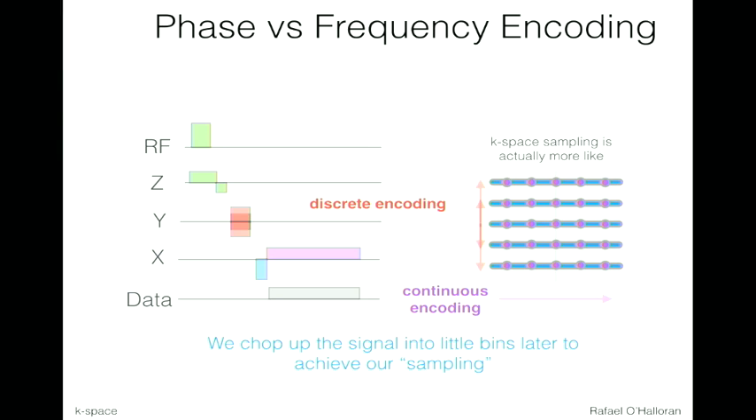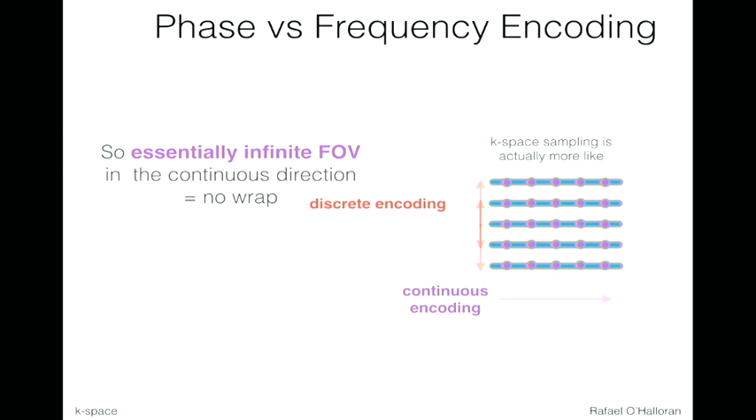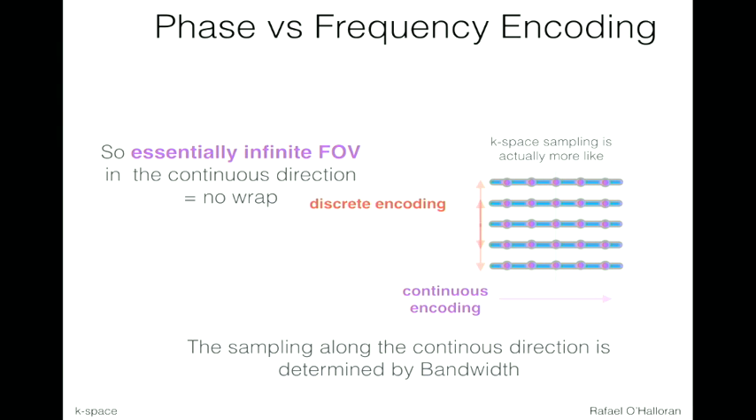And then, depending on what sampling you ask for with your field of view and your resolution, the scanner sets it up so that it chops it up into these little bins, and then now you have this nice grid. But in that direction, in the left-right direction, you have essentially an infinite field of view because your density along that is very high, and field of view is proportional to sampling density, so you're able to support whatever kind of field of view you like there. And again, we get back to bandwidth. This kind of chopping up of the signal is determined by bandwidth.